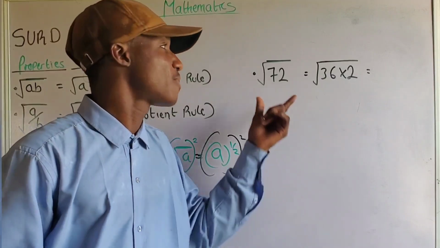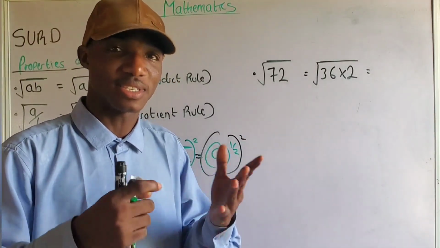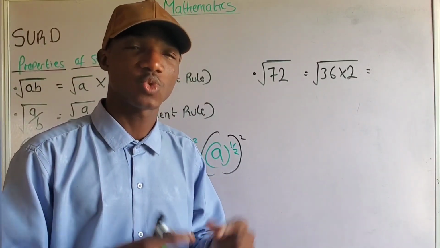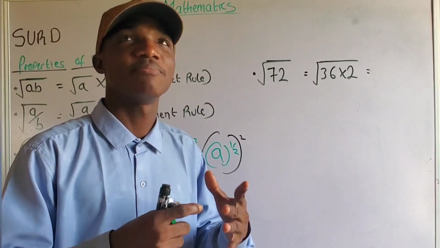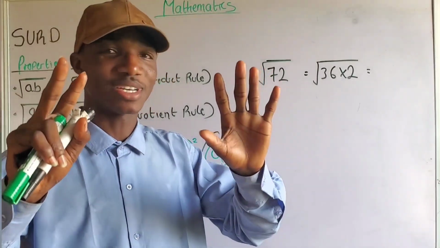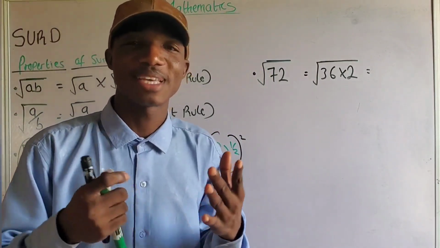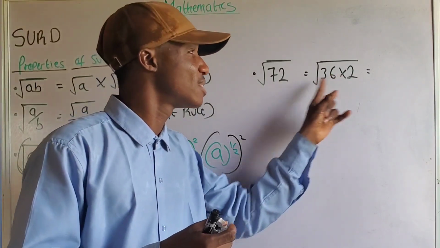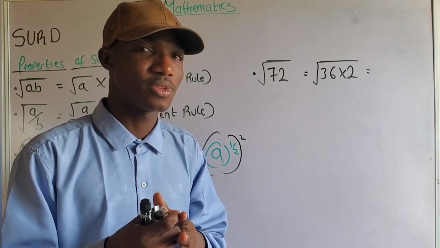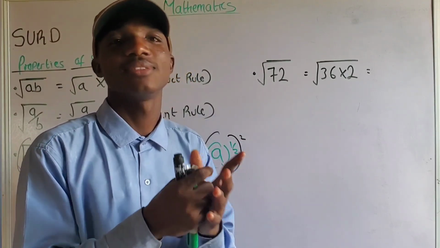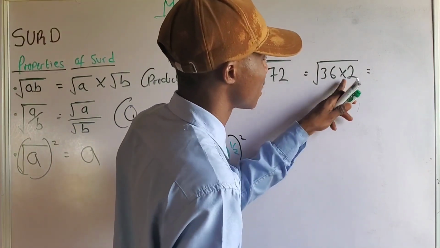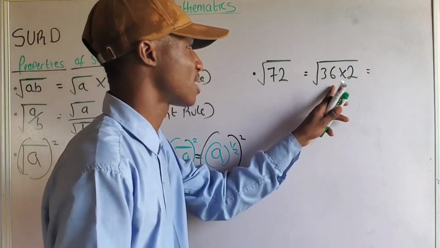A factor of 72 that is a perfect square is 36, right? Now, if I multiply 36 by a certain number, I must get 72. What can I multiply by 36 that will give me 72? If I multiply 36 by 2, I'm going to have 72, and 36 is a perfect square. So I can write this as square root of 36 times 2, because 36 times 2 will give me 72.